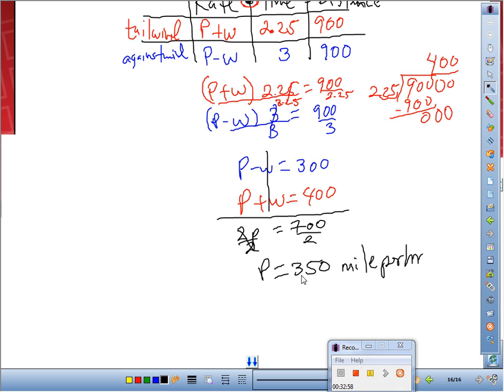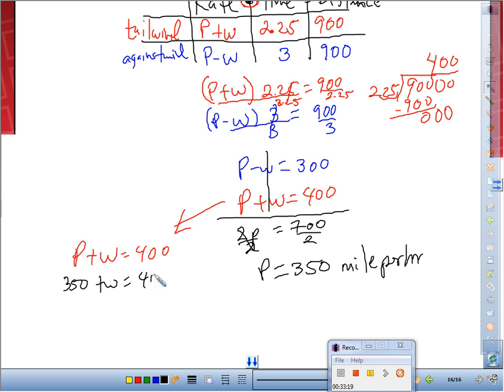So if that's the plane speed, which one of these can we use to solve for the other? It doesn't matter, right? I'm going to use the red one. P plus W equals 400, but instead of P it's 350 plus W equals 400, minus 350, minus 350. We got W equals 50. So the wind speed is what? 50 miles per hour. Do we know how to check? Do we know our sentence? Yes.